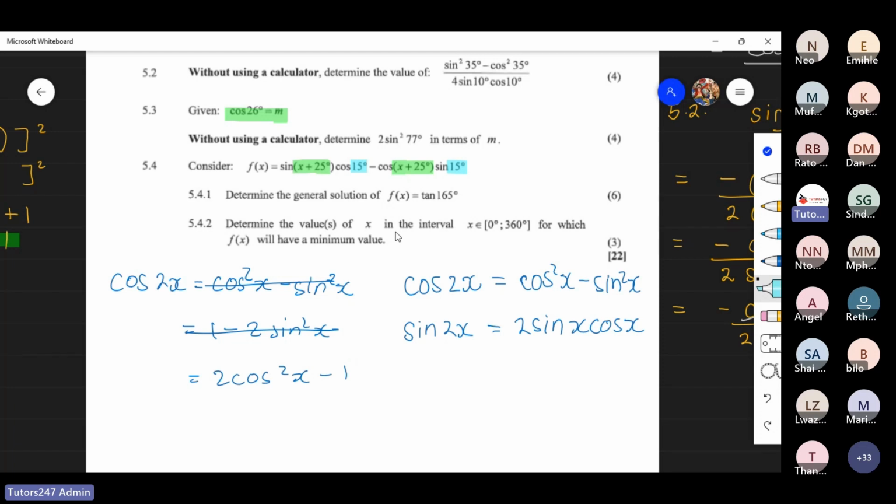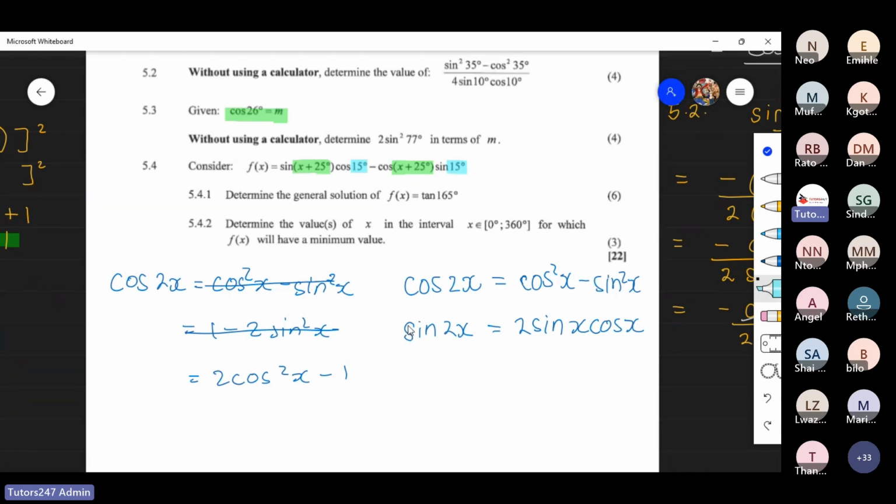Next, we have question 5.4.1. Determine the general solution of f of x equals tan of 165. Now, we previously did general solution, I believe maybe 2 months back, so I'll go through all the steps. Hopefully, if you do remember what we did previously, it'll make it easier, and hopefully you should know since exams are around the corner.